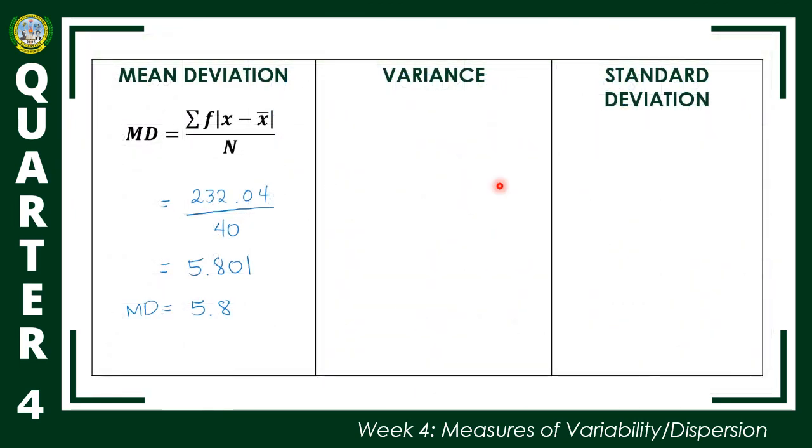So, now, let us substitute our computed values. First is, let us find the value of our variance. Again, ang formula po natin is SD squared equals summation of F times X minus mean squared all over N. So, ang atin pong sum na na-compute po is 2049.96. So, we are going to divide this sum by N. Again, ang N po is 40. Okay? So, let us divide.